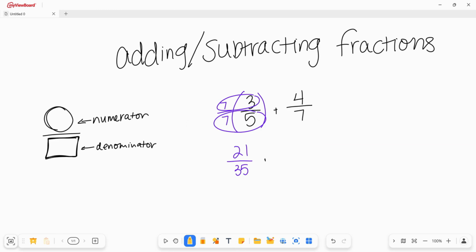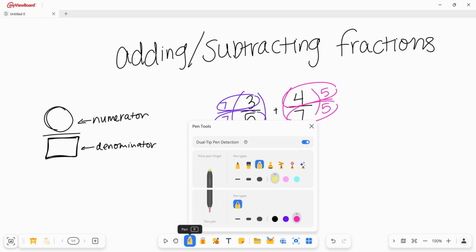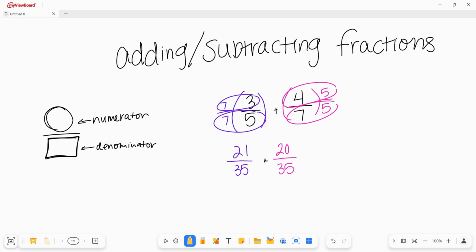Then I am going to do the same thing on this side, except I'm going to multiply this one by the denominator of the opposite side in, again, that fancy form of 1. 4 times 5 is 20, and 7 times 5 is 35. That is why we multiplied by the opposite denominators, because now look at our denominators in the purple and pink fractions. They are both 35.